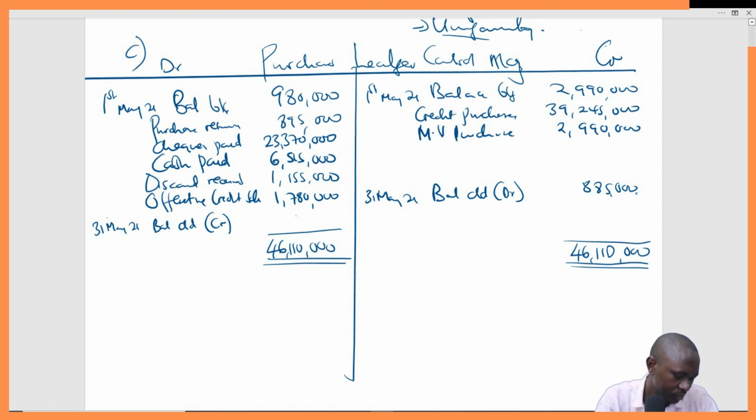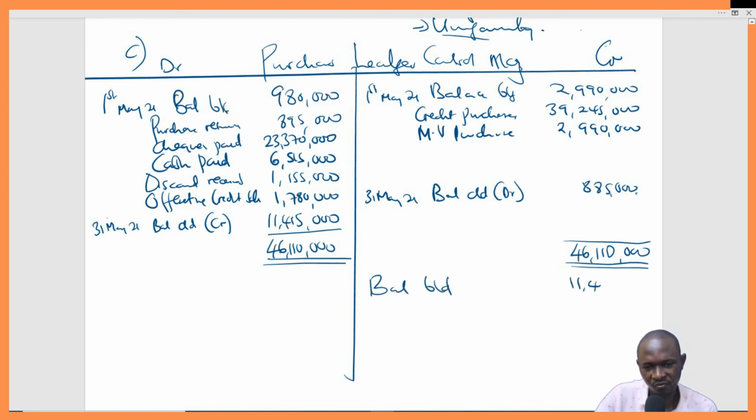So let's get the total. This is 980 plus 895 plus 23,370 plus 6515 plus 1155 plus 1780. That gives you 34,695. 46,110 minus that, what we get is 11,415. So 11,415. This is the balance carried down on the credit side. So the next financial period will be talking about balance brought down of 11,415,000, and here we'll talk about balance brought down of 885,000.